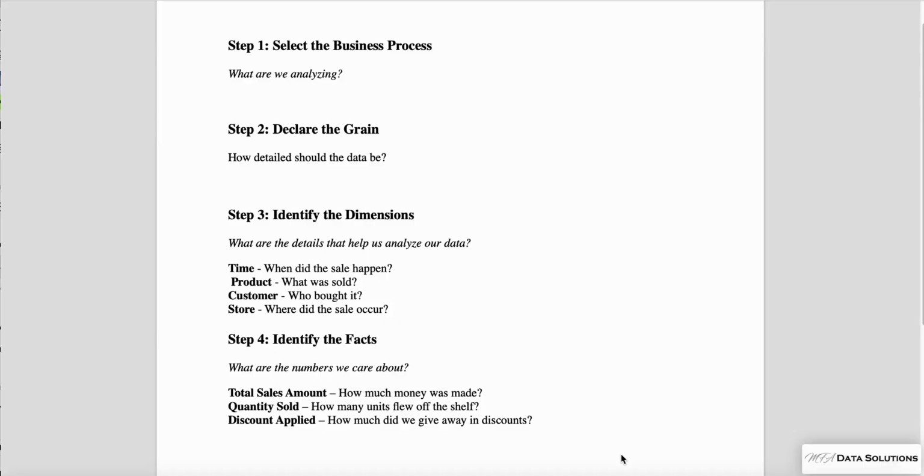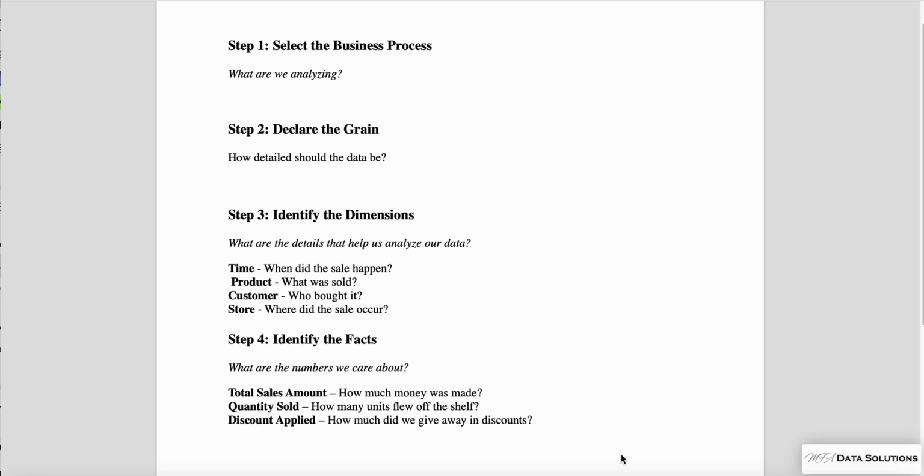Dimensional modeling doesn't have to be complicated. Whether you're designing a data warehouse or just trying to make sense of analytics, Kimball's 4-step process makes it simple and effective. In this video, I'm breaking it down in a way that actually makes sense. So let's dive in. Step 1 is selecting the business process.